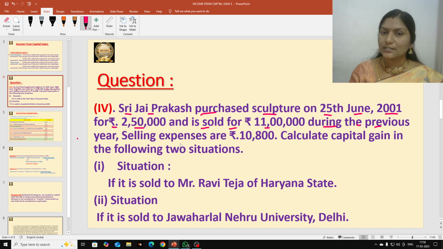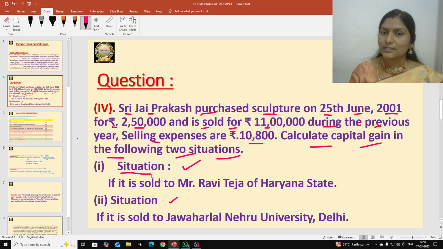That is why we are calculating capital gain, because whatever happens during the previous year, we are going to find out the gain or profit or loss on that, and it will be taxable in the assessment year. Selling expenses are 10,800. Calculate capital gain in the following two situations. They have given two situations, situation 1 and situation 2. So we have to do the same problem under two different situations.